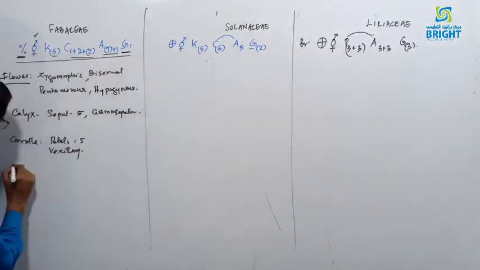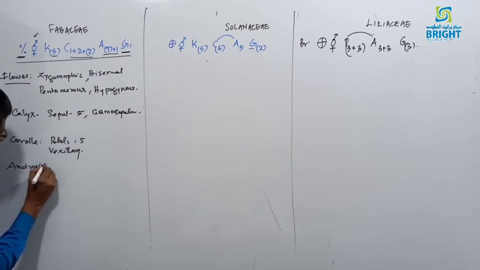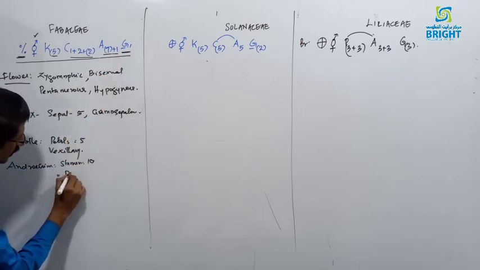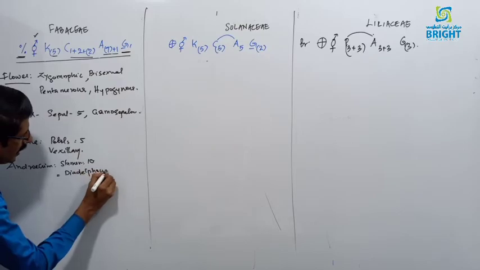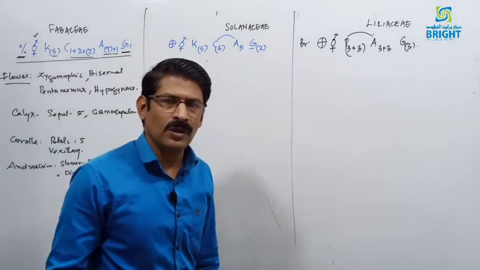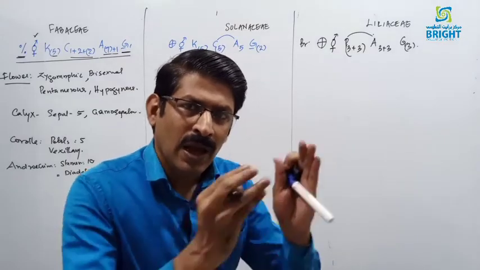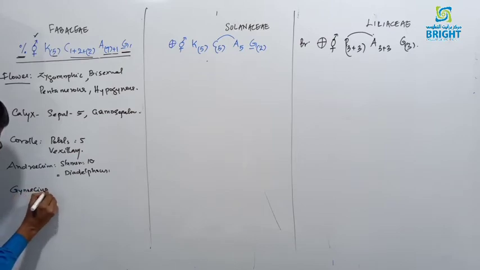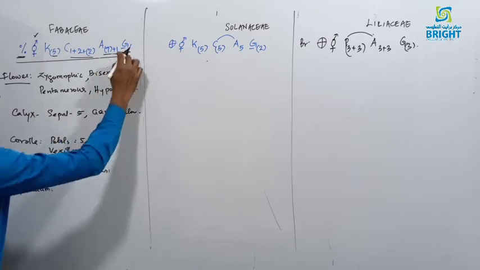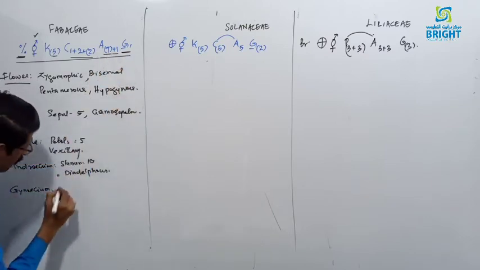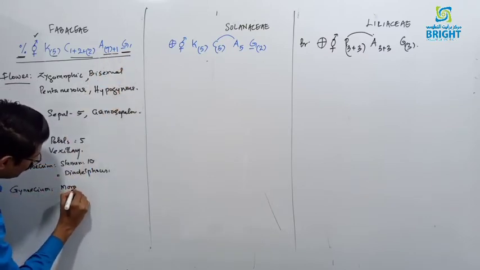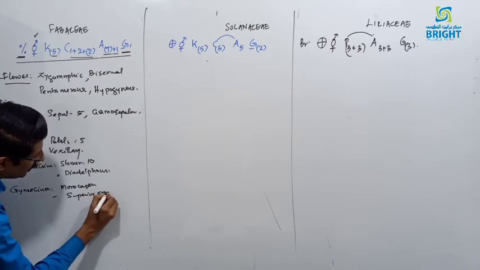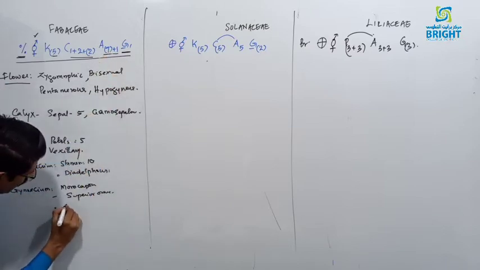And the androecium, the stamens are 10. We know that it is diadelphous. What is diadelphous? The filaments of the stamens are fused in 2 bundles, 9 in a bundle and one separate. And the gynoecium is monocarpellary, the ovary is superior, and the placentation is marginal placentation.